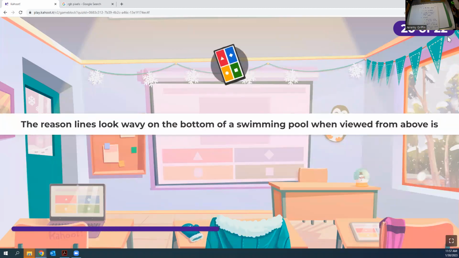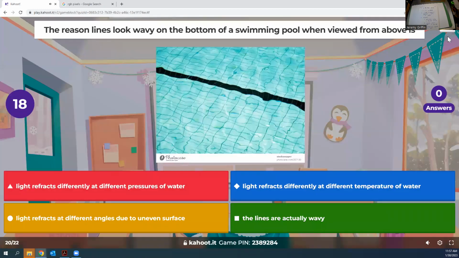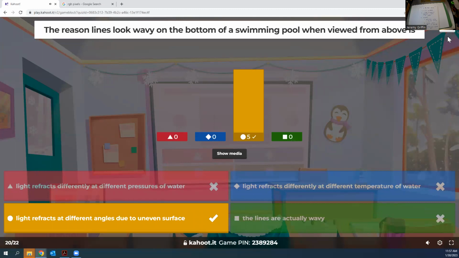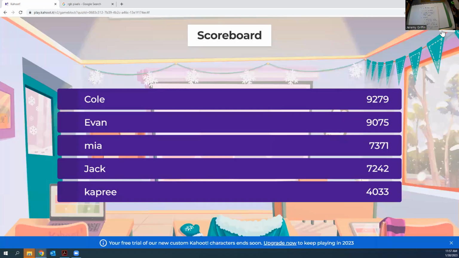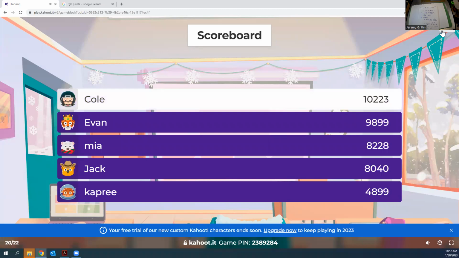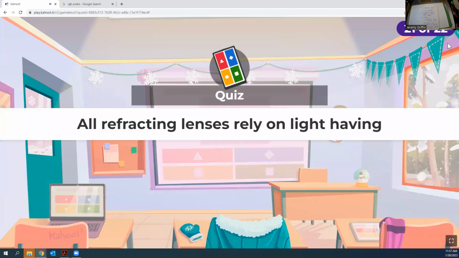Okay. The reason that lines look wavy at the bottom of the swimming pool when viewed from above. Why wavy? Yeah, refraction, right? Light refracts at different angles because of the uneven surface. Now, if the surface was completely smooth, then you wouldn't see it all jaggedy like that. But with an uneven surface, refraction at different angles, it's all jaggedy.